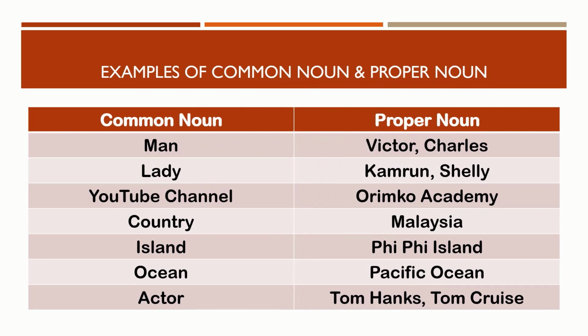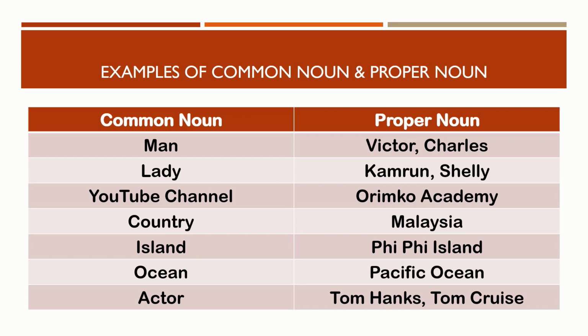Let's see some more examples of proper noun and common noun. Here, man is a common noun, but Victor and Charles belong to proper noun, with the capital letter in the beginning. Lady, a common noun, but Cameroon and Shelley are proper nouns. YouTube channel, that's a common noun. But if we specifically talk about Orimko Academy, that's a proper noun because that's the name of a special and specific YouTube channel.